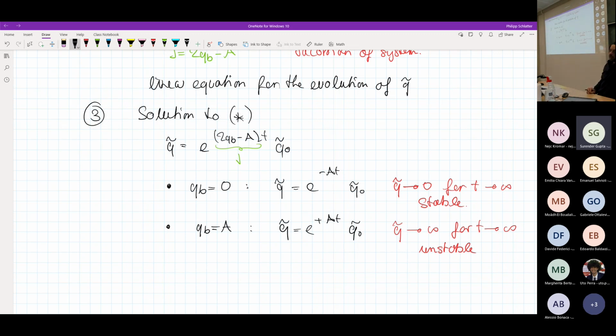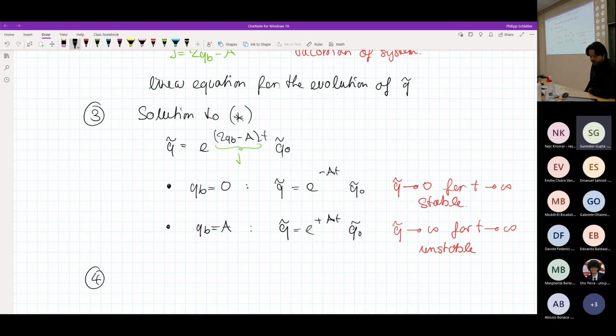So essentially we have already determined the stability of our problem. We just looked at the sign of our Jacobian. If it's positive, it will grow. If it's negative, it will decay.